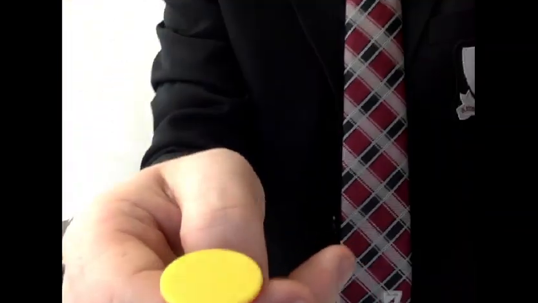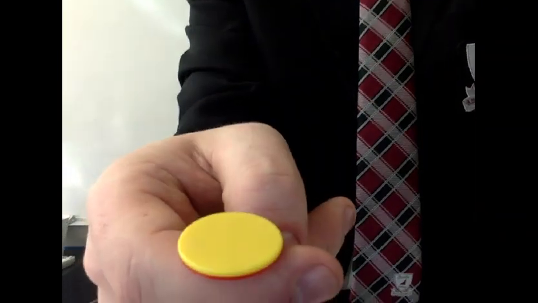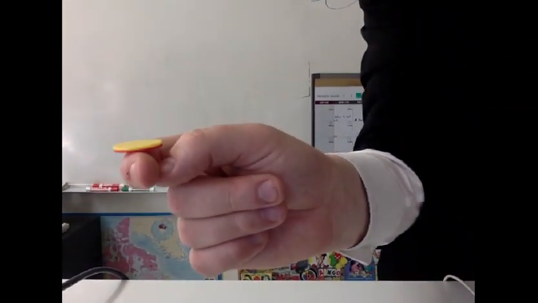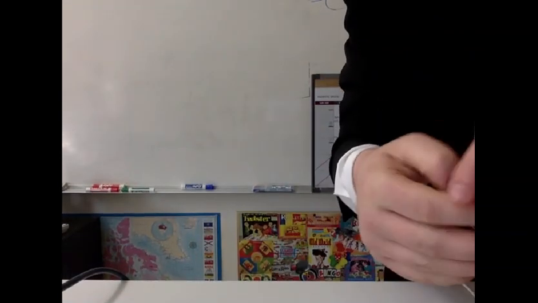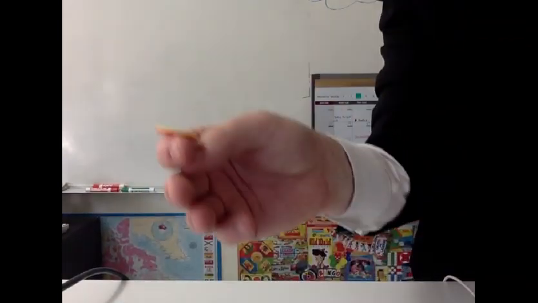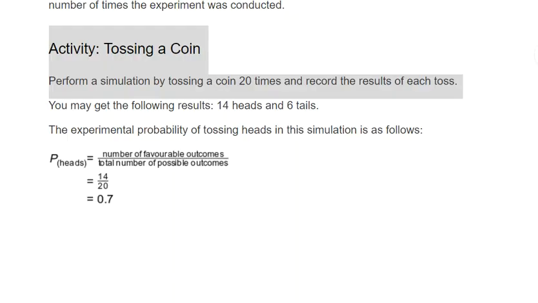What were your results? Pro tip: how to flip a coin. Hold it on your finger so it's half on your finger, half not, and flick with your thumb. Don't try to throw it, flick it. Okay, now that you've completed the activity of tossing a coin, I'd love to hear what your results were.